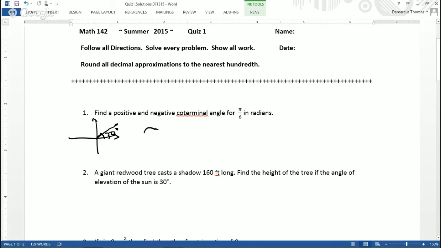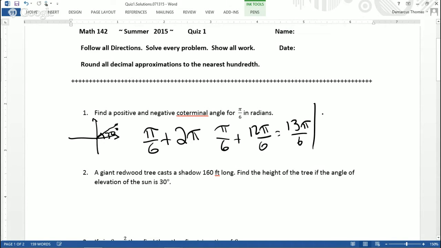And so the way to get a positive one, we take pi over 6 and add 2 pi to it. We complete one full revolution. Let's calculate that real quick. If we have pi over 6 plus 2 pi, we get pi over 6 plus 12 pi over 6. Now we can just add them together. We get 13 pi over 6, and that's the positive one.